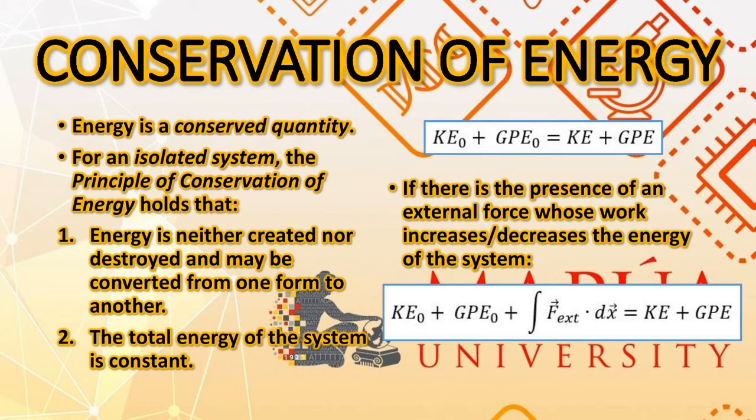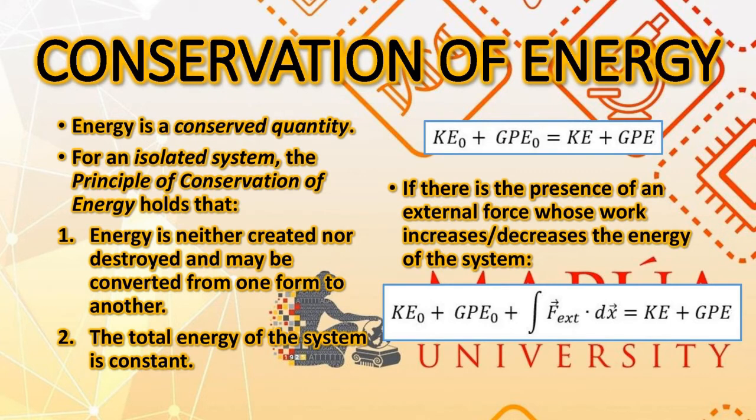Now, energy is a conserved quantity. That is to say, it is subject to the principle of conservation. For an isolated system, the principle of conservation of energy holds the following. First, energy is neither created nor destroyed, and may be converted from one form to another. Energy is neither created nor destroyed, so energy does not simply appear out of nowhere. It must have come from somewhere, and energy will not simply disappear, it must go somewhere.